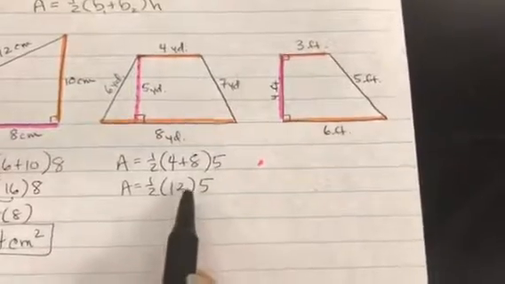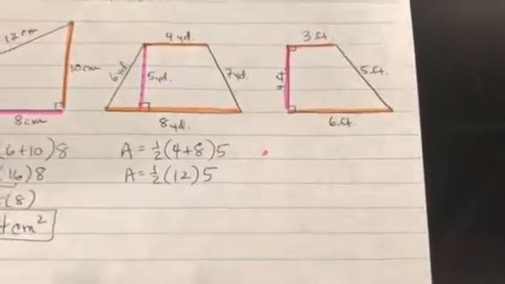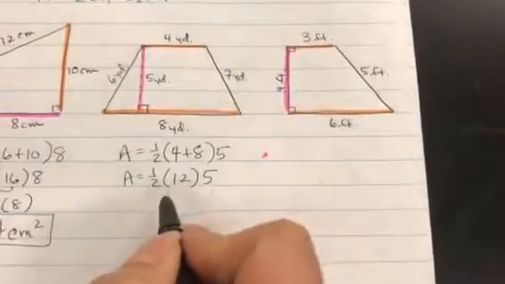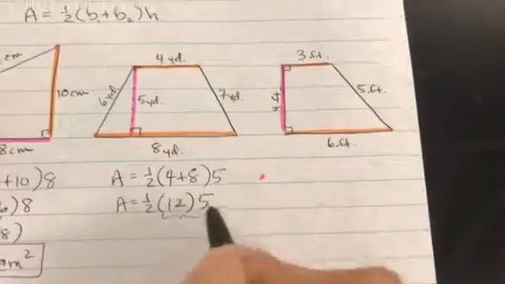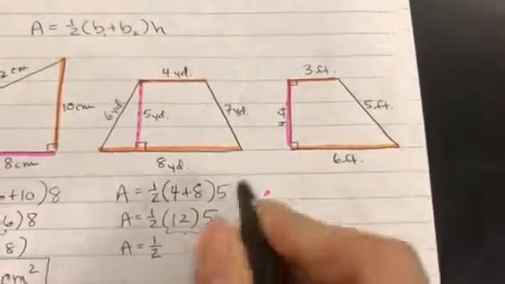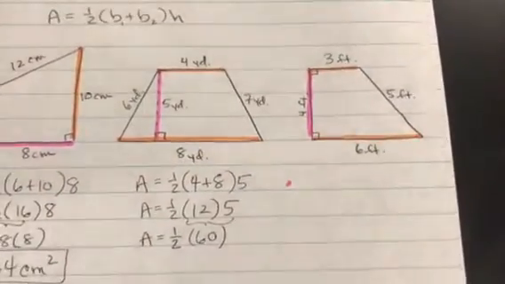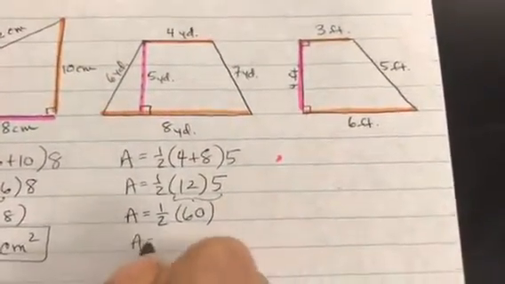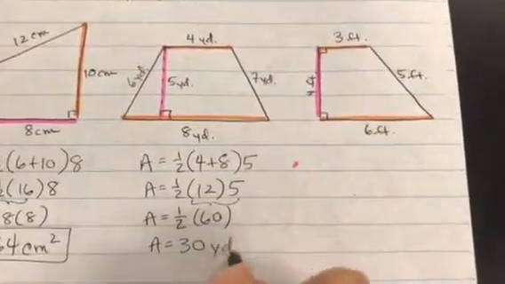And again, you could do 12 times 5 first and then take half, or take half of 12 and then multiply it by 5, however you want to do it. This time I'll do it a different way. I'll go ahead and do 12 times 5 first. 12 times 5 is 60, so then it'd be a half times 60, right? And then what's half of 60? Half times 60 is 30. So the area for this trapezoid is 30 yards squared.